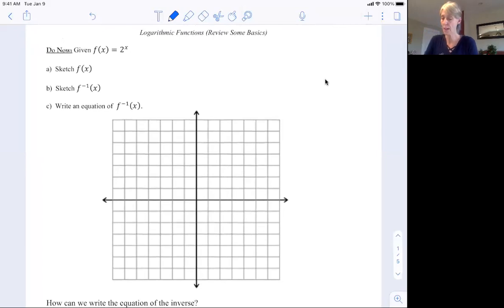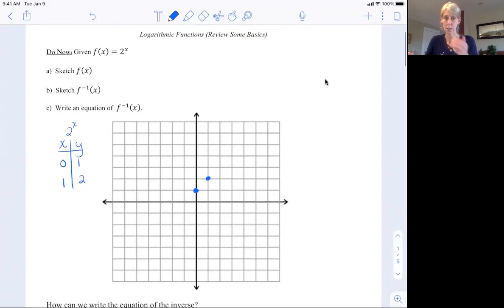So to sketch f of x, remember when we're sketching an exponential function, we really only have to worry about 2 points. We have the point 0, 1, and then 1, whatever the base is. So in this case, it would be the point 1, 2. Now, if you don't remember that and you want to make yourself a table, that's fine. 0, 2 to the 0 is 1. When I plug in 1, 2 to the first is 2. It's perfectly okay to set up a table. And remember, our exponential function is shaped like that.